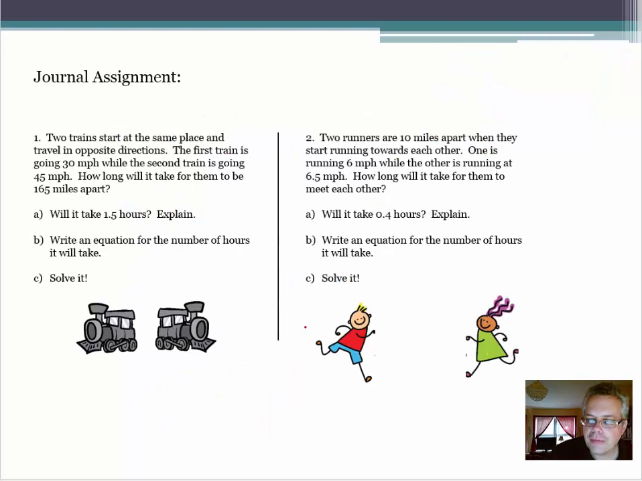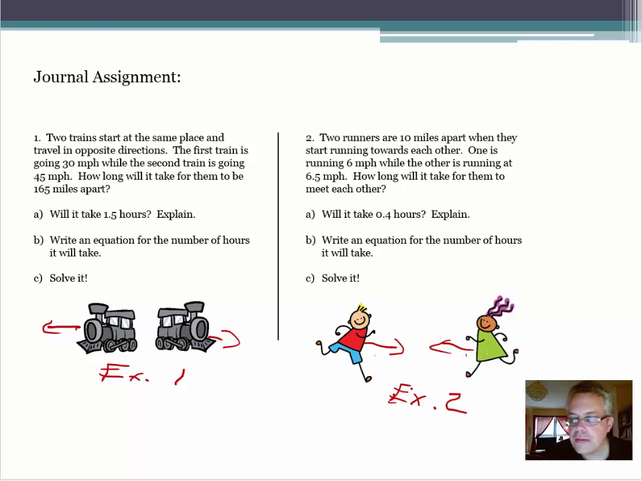It's time for the journal assignment. So don't panic. These aren't the challenge problems. These problems are like the first 2 examples. So this first problem, number 1, two trains going in opposite directions, it's like example 1. And this one, two runners running toward each other, this is like example 2. Okay, so go back, look at examples 1 and 2, and see if you can explain the guess, whether it's right or wrong, and write an equation and solve it. Okay, give it a try. You'll be ready for class. Take care.